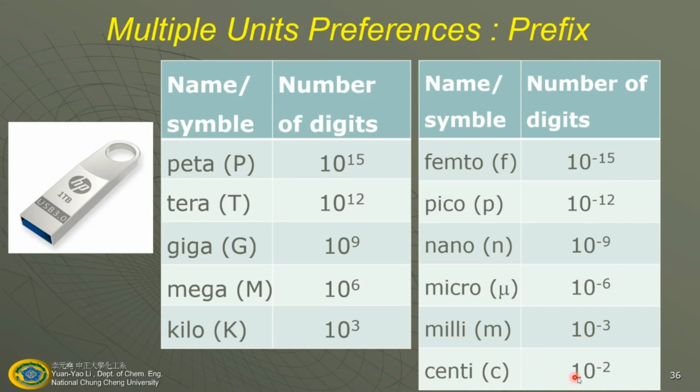Centi is minus 2, and milli is minus 3, micro is minus 6. Nano is minus 9. Pico is minus 12. Femto is minus 15. So if we talk about a femtosecond laser, the laser can have a pulse with a duration of 10 to the minus 15 second. That's what we call femtosecond. A nanometer, you understand, right? Nanometer.